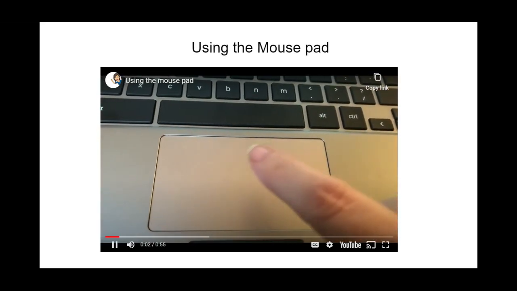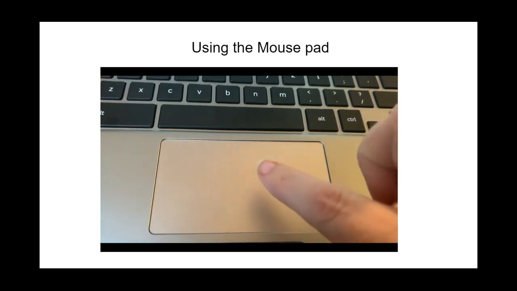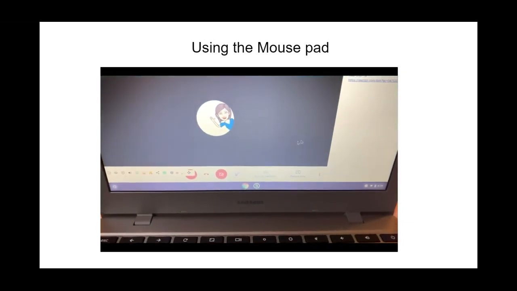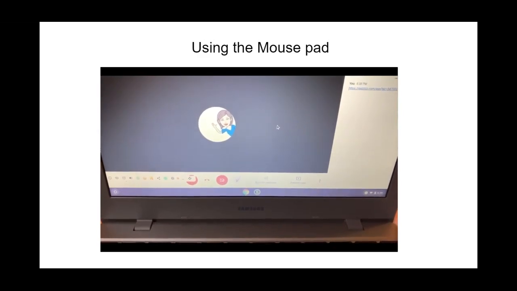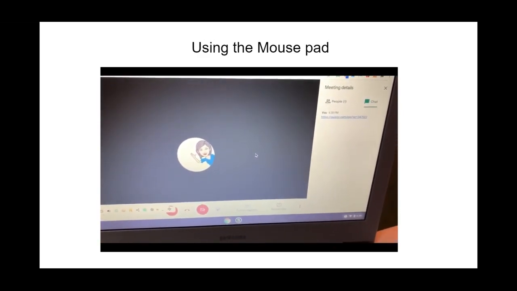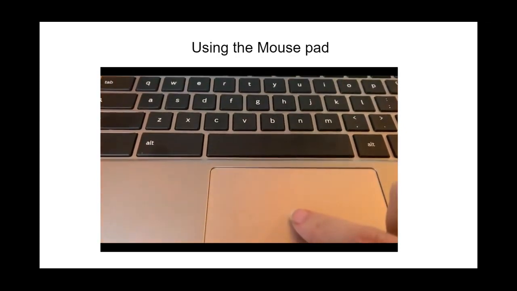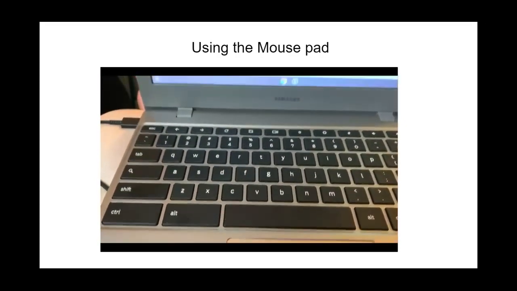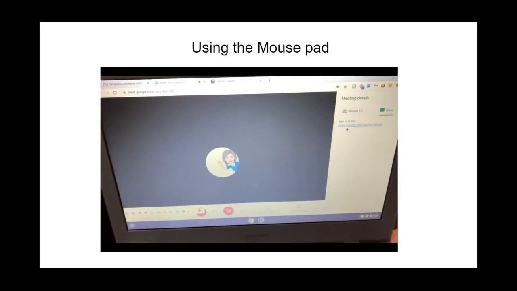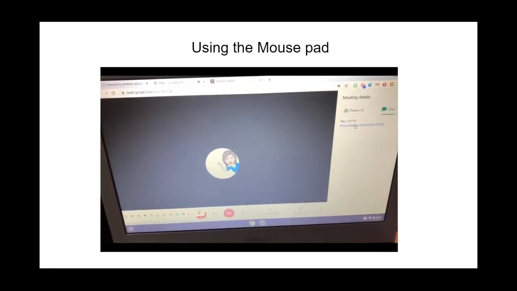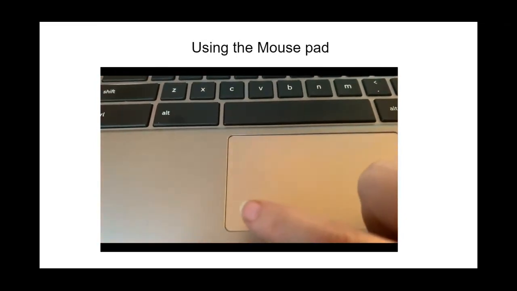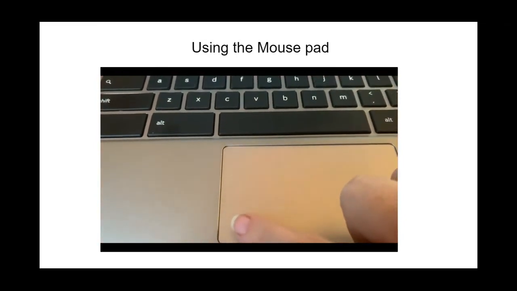This is your mouse pad. Instead of a mouse, you will use your finger to move the cursor around on the screen. If your teacher posts something for you to click on, you will use your finger to slide it around until you get the pointer where you want to click. Then to click, you can either tap or touch the bottom left corner.